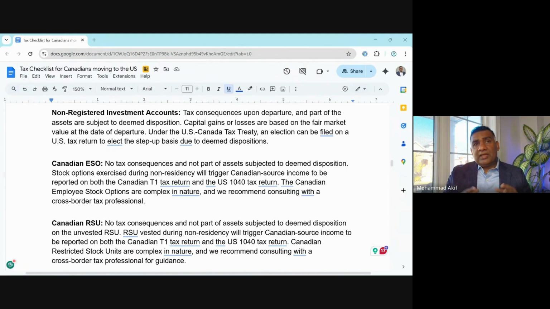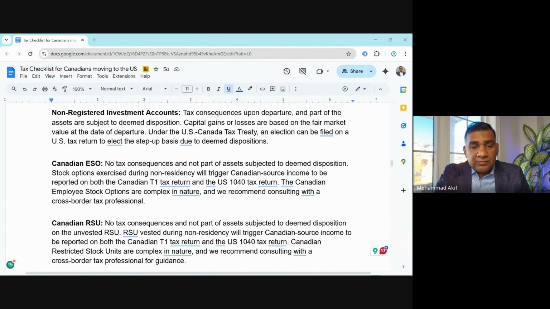So I will be looking at this account more in detail. I will be talking to my financial advisor, and you should talk to yours too, and understand how this is going to work if you do move out of Canada, because this account is subject to deemed disposition. That means it doesn't matter if you're selling or not. On paper, it will be actualized. It will be realized, where there will be capital gain or loss calculated on this. So that's the non-registered investment accounts.